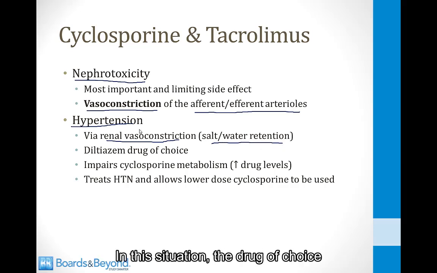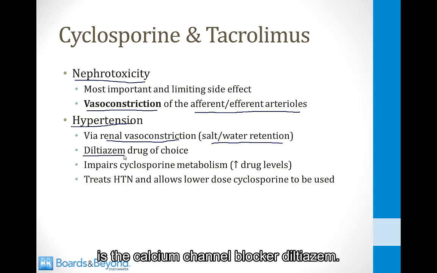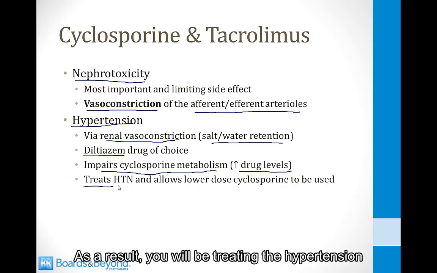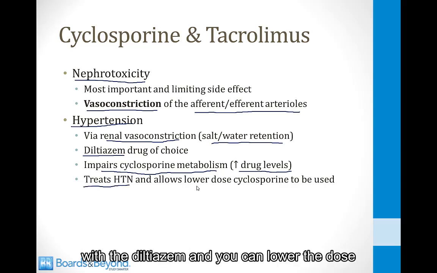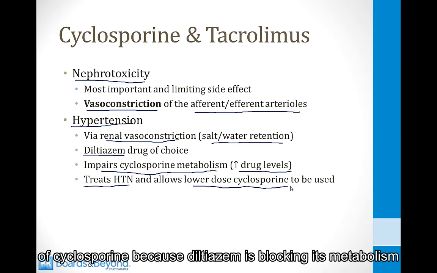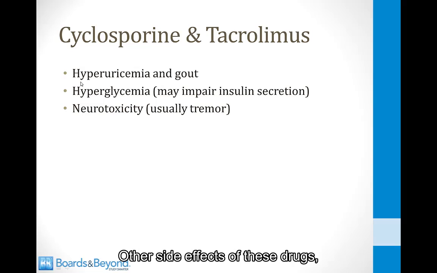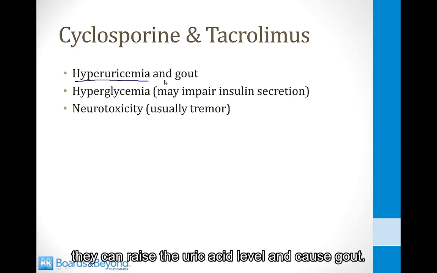In this situation, the drug of choice to treat the hypertension is the calcium channel blocker diltiazem. The reason is because diltiazem is an inhibitor of the P450 system, so it will impair cyclosporin metabolism and raise the drug levels. As a result, you will be treating the hypertension with the diltiazem, and you can lower the dose of cyclosporin because diltiazem is blocking its metabolism and allowing you to use a lower dose that causes less nephrotoxicity.